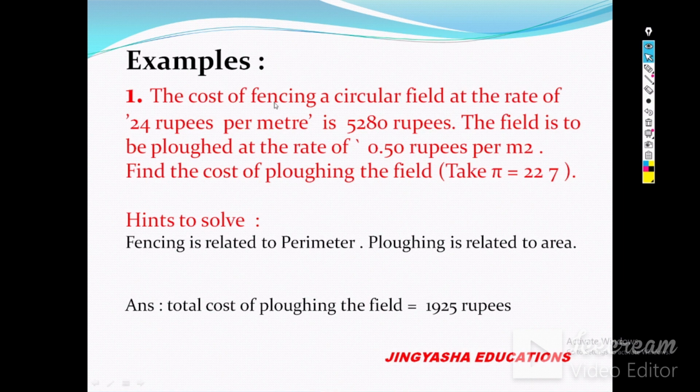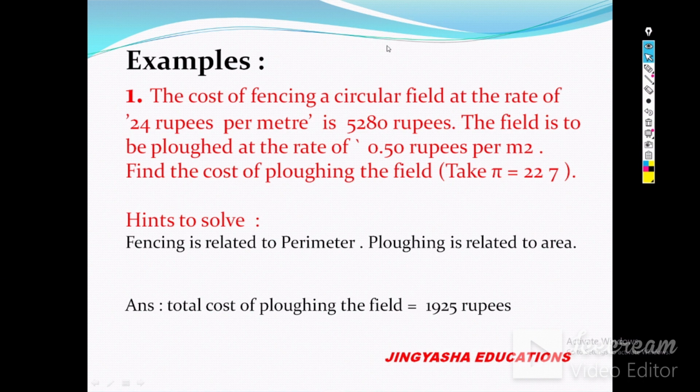The cost of fencing a circular field at the rate of 24 rupees per meter is 5,280 rupees. The field is to be ploughed at the rate of 0.50 rupees per meter square. Find the cost of ploughing the field.